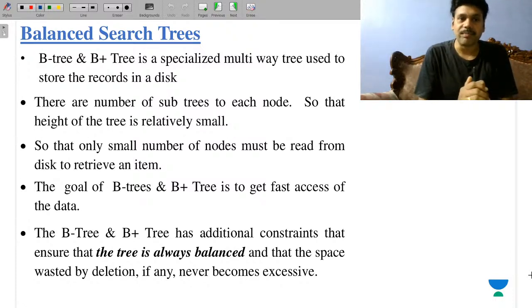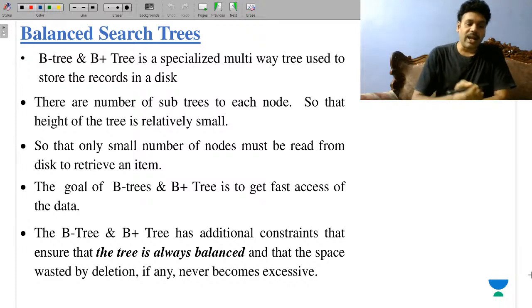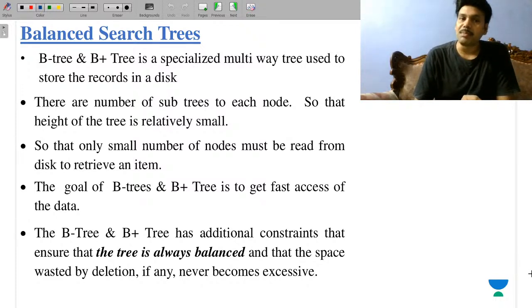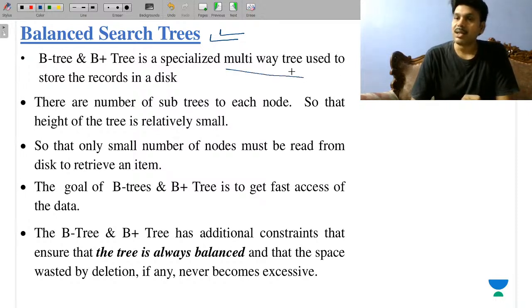Let's crack it. So what is the idea of a B tree and B plus tree? By default they belong to balanced search trees. B tree and B plus tree are also called multi-way trees, or you can say multi-level indexing. When you are talking about multi-level indexing, it's not a single level index, it's a multi-level indexing.